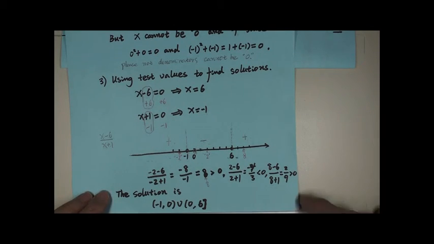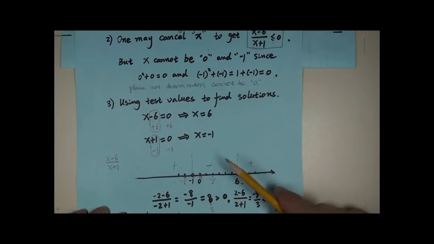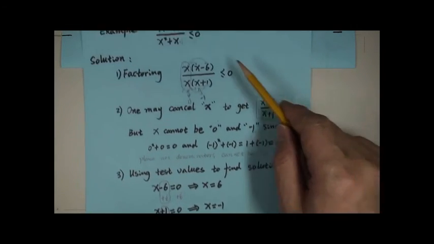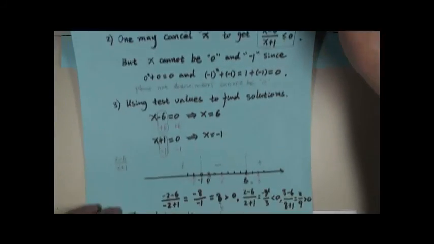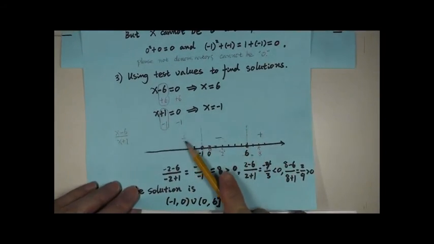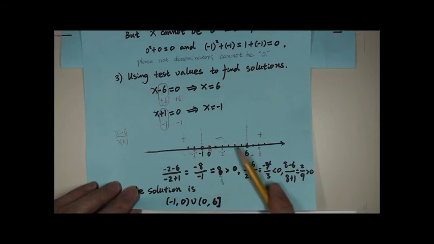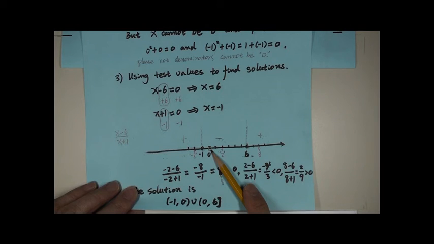And the reason we choose negative is because the original inequality is less than or equal to 0, so we choose the range that is negative. Since 0 is not included, you have to write it this way. This symbol means union, putting those two together. Those two intervals we all need, so we put them together, union.